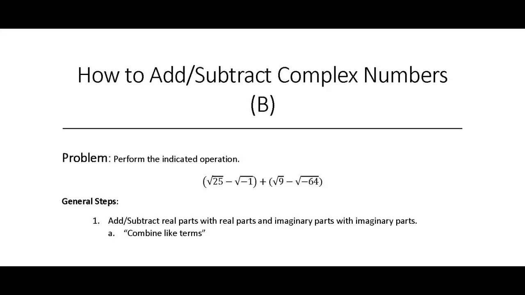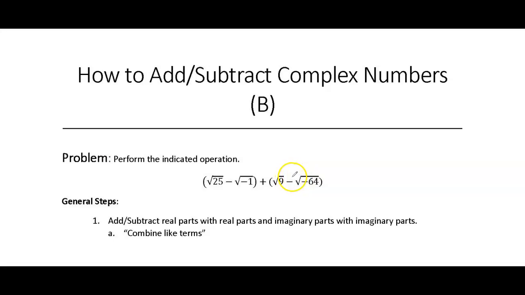How to add and subtract complex numbers. Example B. Perform the indicated operation. We have the expression the square root of 25 minus the square root of negative 1 plus the square root of 9 minus the square root of negative 64.